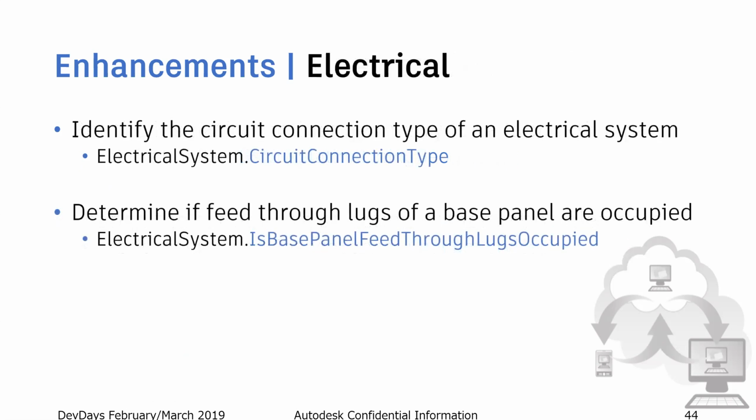And then in our continued enhancement of electrical, you'll see there's a couple of API enhancements that came out of that as well. So you can actually get the circuit connection type of a specific electrical system, and then you can identify whether the feed-through lugs of a base panel are occupied or not.